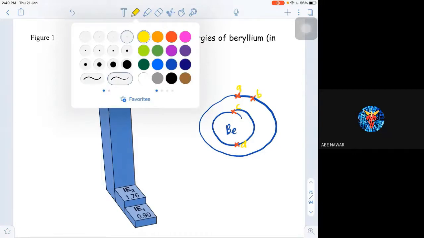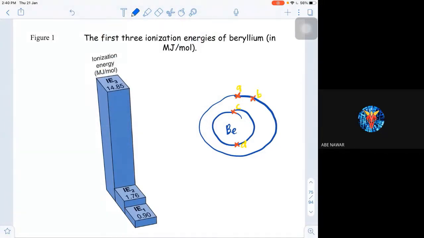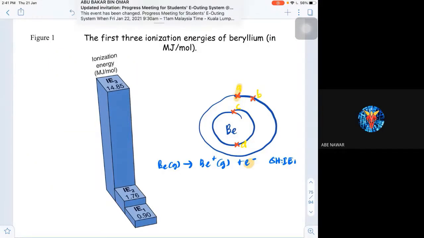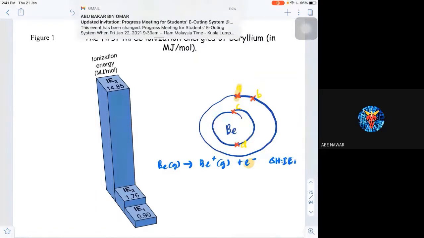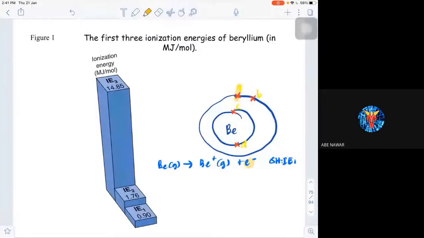If we write the equation to show the first ionization energy of beryllium, it is Be gas turns to Be+ gas plus 1 electron, delta H, IE 1. This electron is actually A. Then we remove the second electron from Be+ gas, which turns to Be2+ gas plus the second electron. And this electron is actually B.